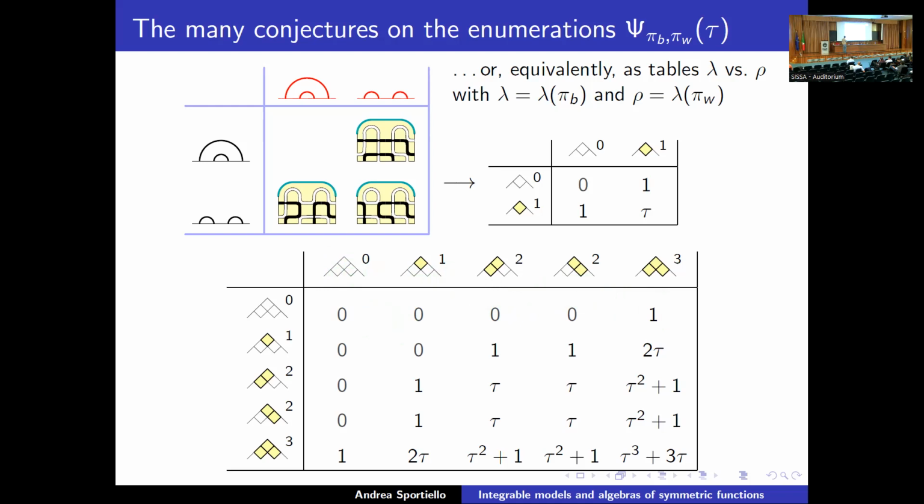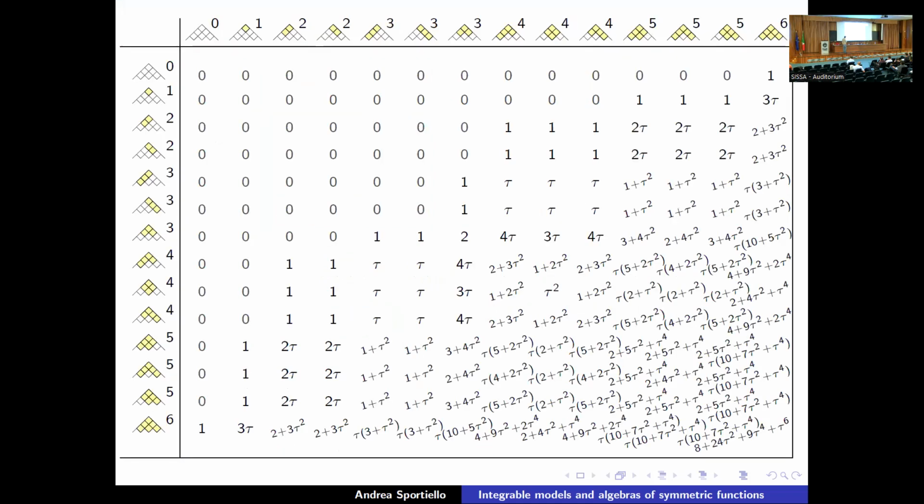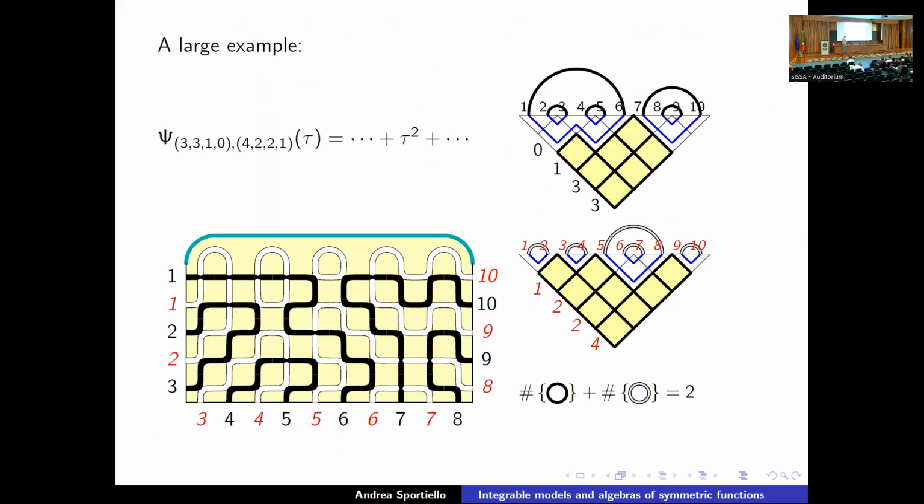Many conjectures are coming. This is the big table at n equals 4. And this is a large example. So out of this configuration, you build up the black and white link pattern. 1 connects to 6, so I have a 1 to 6 here. I construct the integer partition, which is a 3, 3, 1. And then you have a 4, 2, 2, 1. The number of cycles is 2 because you have this one and this one. So you get a tau squared in this big sum of configurations into this counting polynomial.